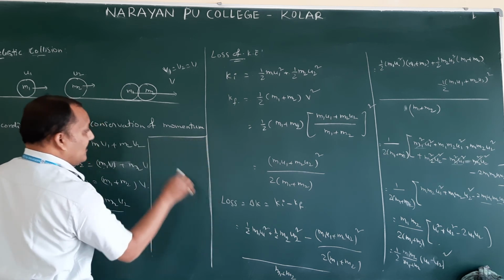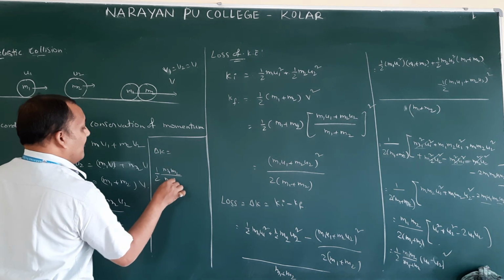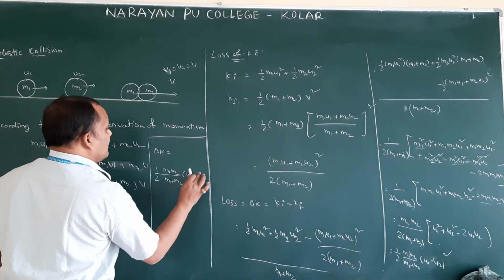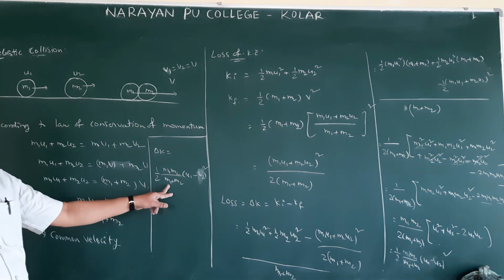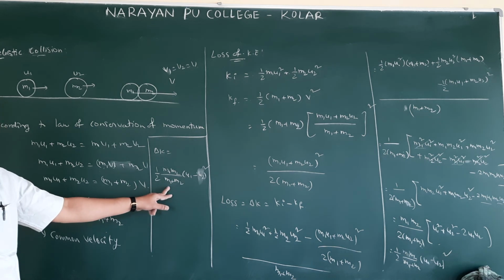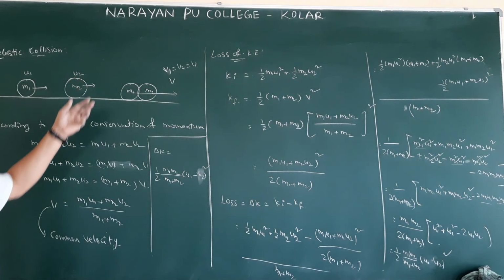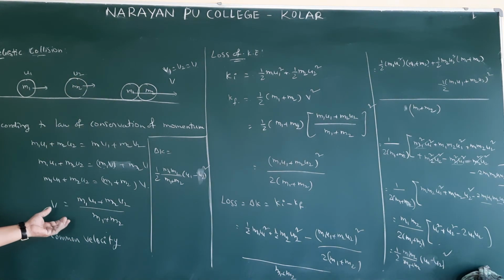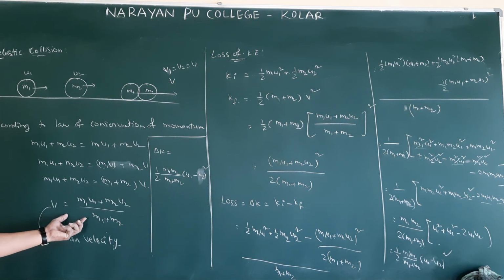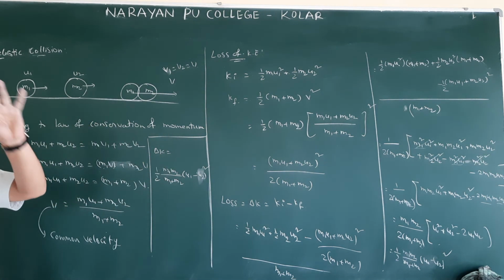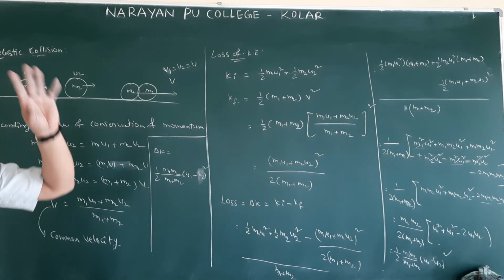Just I am writing the formula here. So delta K is nothing but half M1 M2 by (M1 plus M2) times (U1 minus U2) whole square. So it is a very important equation for both PU and competitive purposes, and they will ask problems on this. So find the loss of kinetic energy in case of inelastic collision and common velocity. They won't ask directly. By seeing the problem, you should understand that they have asked problems on these. So energy loss will be there only for inelastic collision. There is no loss of energy in case of perfectly elastic collision. Okay.